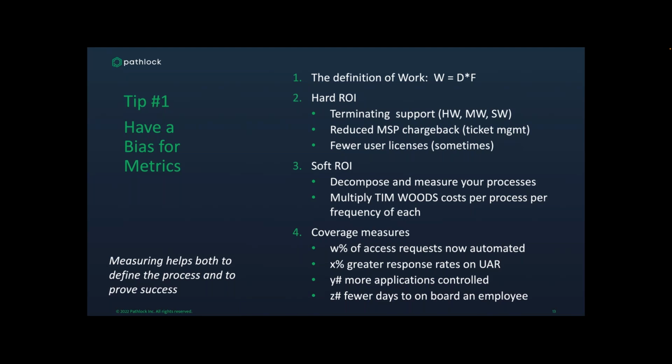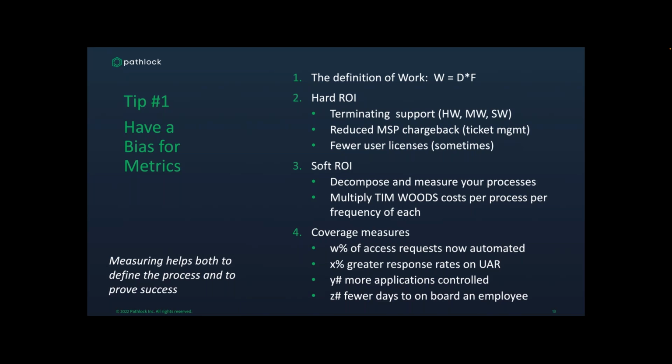Once you've broken that process down and looked at the different places of waste, you then can multiply those wastes by the number of times that process occurs. And it can be pretty surprising as to how much it might be costing the organization. There are various point metrics, but there are also coverage metrics, like how many access requests are now automated.